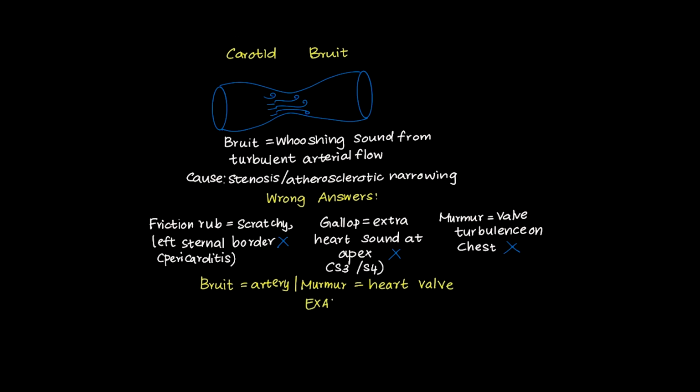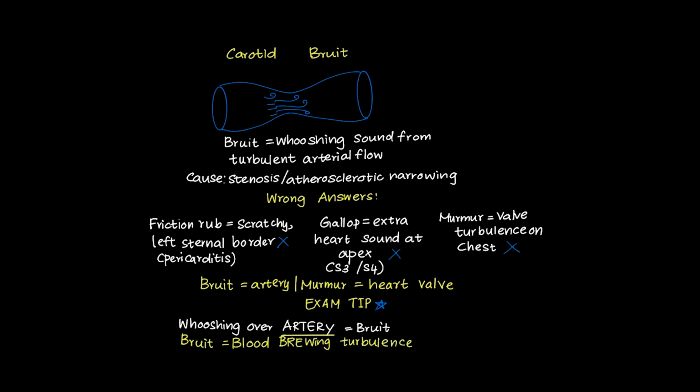Here's a WGU D443 OA exam tip for you. Whooshing sound over an artery means bruit. If it's over the heart, think murmur. Location tells you the answer. Quick recall hook: bruit sounds like brewy. Think of blood brewing turbulence inside a narrowed artery.